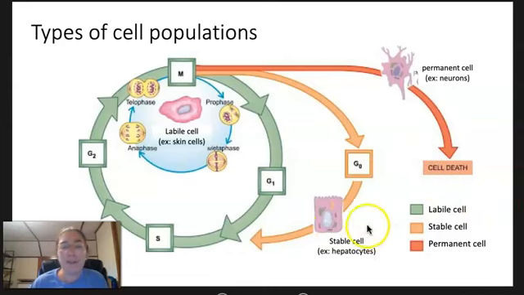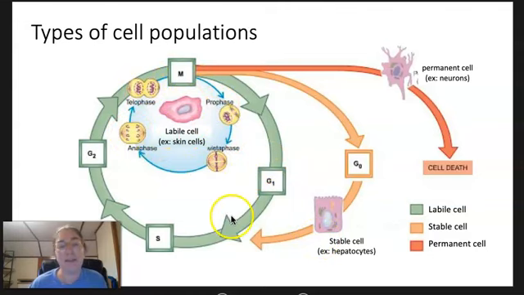There are also cells in our body that we call stable. They can divide, but very rarely, maybe if they are injured or something like that. There's a set of cells that are able to divide, but it's not something they're regularly going through.